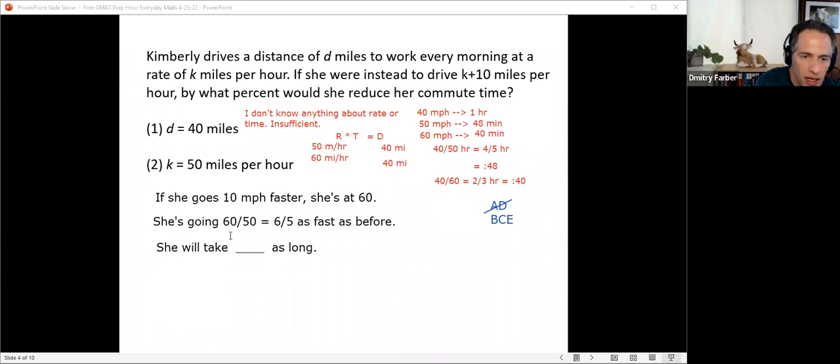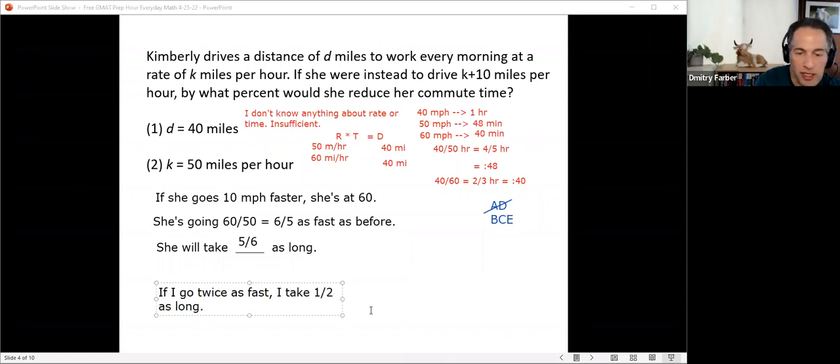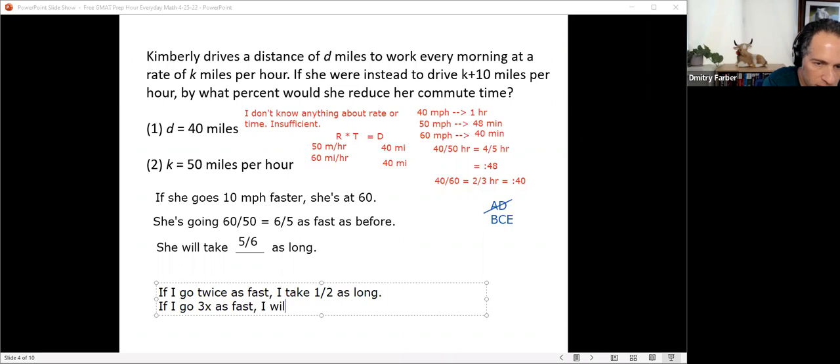Yeah. And if that's not really intuitive for you, it can help to use integers first, right? If I go twice as fast, I take half as long. I don't think that's very controversial to anyone, right? If I make twice as much money as my brother does, then I'll take half as long to save up $1,000 or whatever. If I run twice as fast, my mile time will be half. And similarly, if I go 3 times as fast, I will take 1/3 as long.